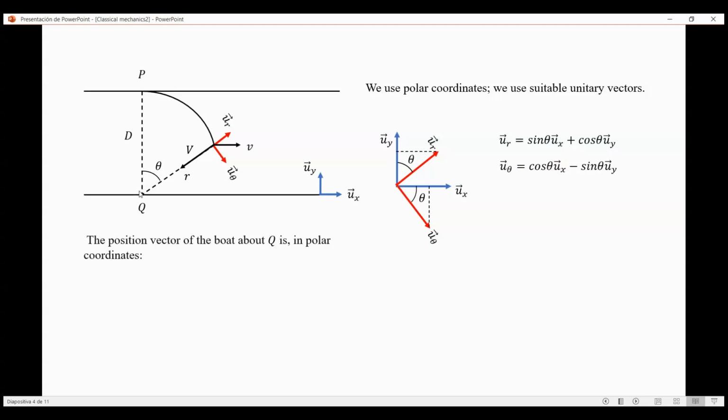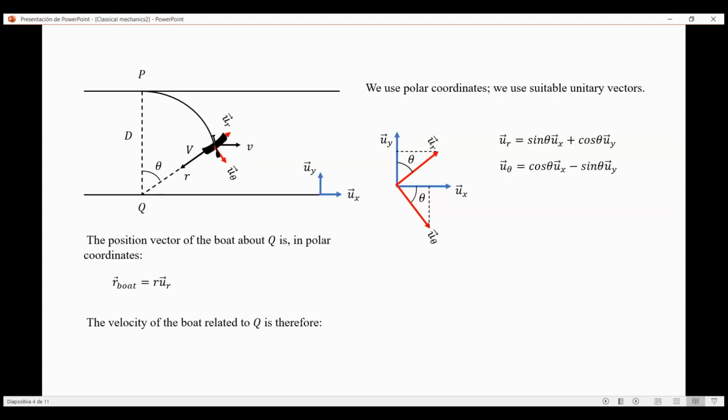And why do we do this? Because the position vector of the boat related to Q at a certain time t in polar coordinates, here is the boat, will simply be the radial distance directed in the radial direction. And we are given velocities. All we know as data is the velocity of the river and the velocity of the boat. We know that at some point we will have to calculate the velocity related to Q.